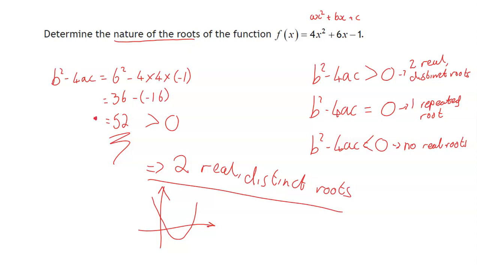One for getting the value of 52, second one for then interpreting it. What does it mean when my discriminant is bigger than 0? What scenario and what outcome does that give me? Remember, for this type of question, this is the vital part, remembering the 3 possibilities when it comes to the discriminant and working with them.